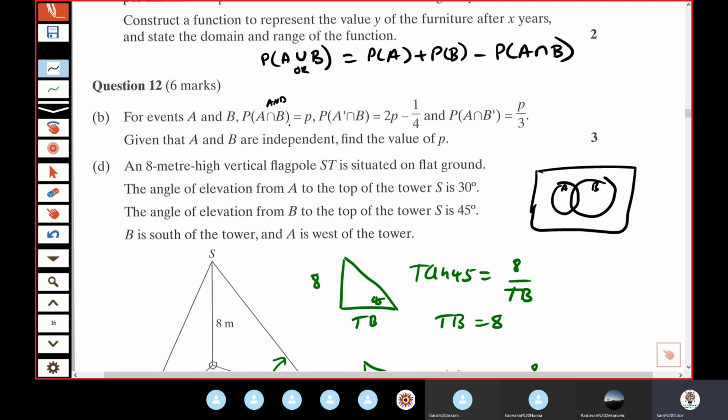All right, so probability of A and B is P. What does A dash mean in this context? Does not mean directly. Yeah, not. So this is another way of saying complement. Let's start again. Probability of not A and B, but having B, is 2P minus a quarter. And the probability of A and not having B is P on 3. Given that A and B are independent, find the value of P.